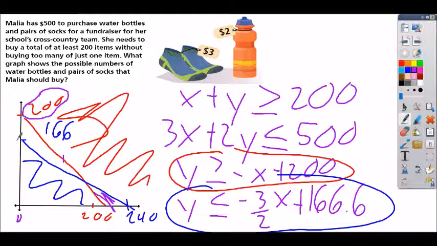Blue is my budget, so if I spend all of my budget on water bottles, this is the 166 water bottles or 166 socks we could buy. And if we spent nothing else but water bottles, we could buy 240 water bottles. So our sweet spot is somewhere in this region for budget and amount.